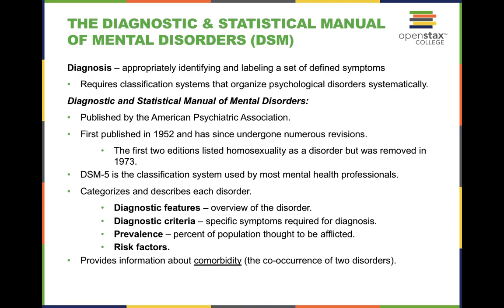Now, whenever you're going through the DSM, you'll notice that you find these common factors. In the last bullet point from the bottom, the categories, it categorizes and describes each disorder. So it includes diagnostic features, aka an overview of the disorder, diagnostic criteria, so what are the symptoms required and how many symptoms need to be met for there to be a diagnosis, the prevalence of the disorder, so the percentage of the population that may be afflicted, as well as risk factors.